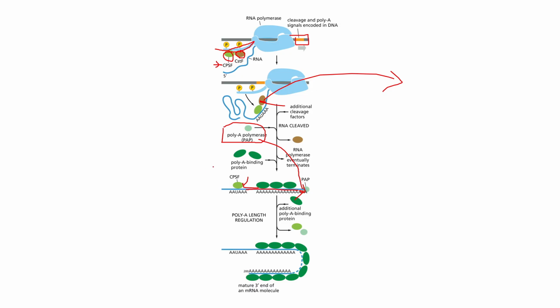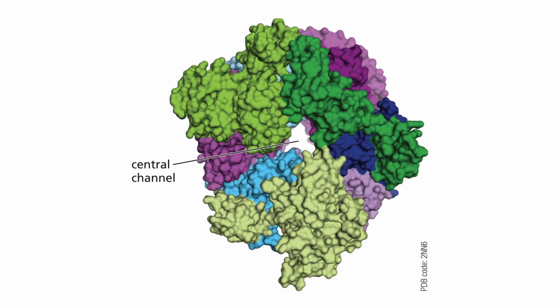And this is where your poly A binding proteins come in, your PABPs, or PAPs. And once they're in, they're going to shield the poly A tail so that it can exit out of the nucleus through the nuclear pore. Okay, so here's what a nuclear pore looks like. You have a central channel right here, and it should be just big enough so that things can move in and out, mainly your mRNA.